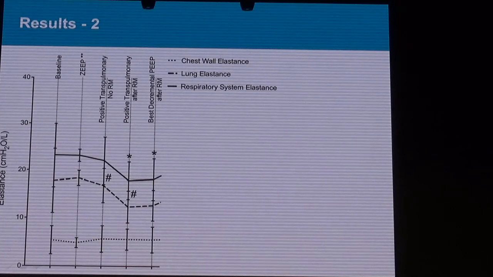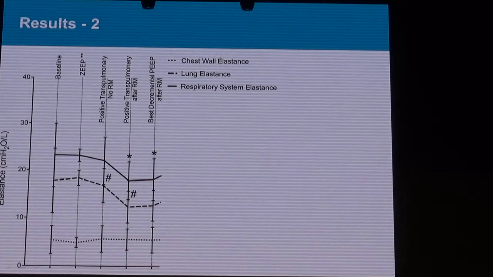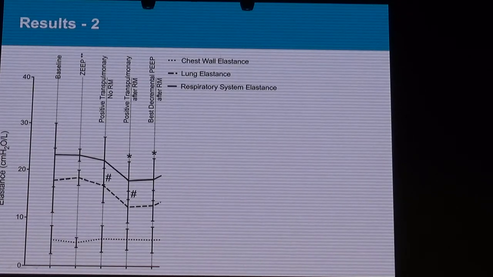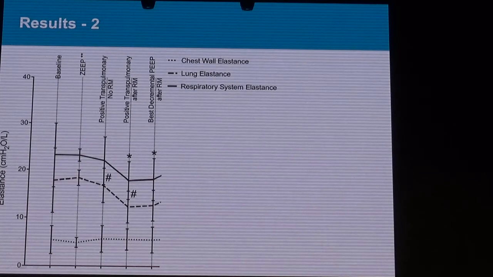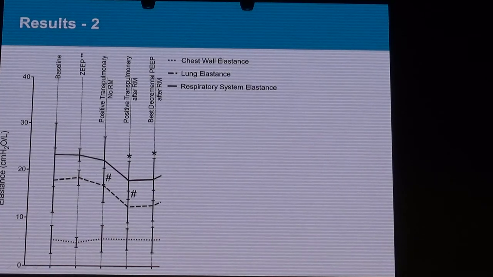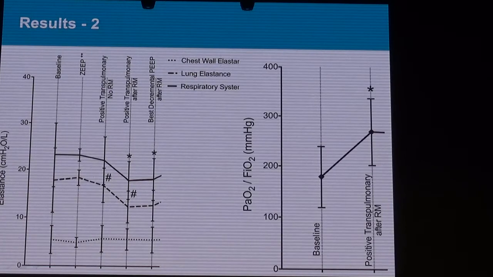And what is interesting in this graph is that compliance increased only after recruitment of the lungs. Despite end-expiratory lung volumes being increased in both methods, with or without recruitment maneuver, the positive transpulmonary pressure with recruitment maneuver decreased the compliance, suggesting really recruitment of the lungs. PF ratio improved only after positive transpulmonary pressure after recruitment.